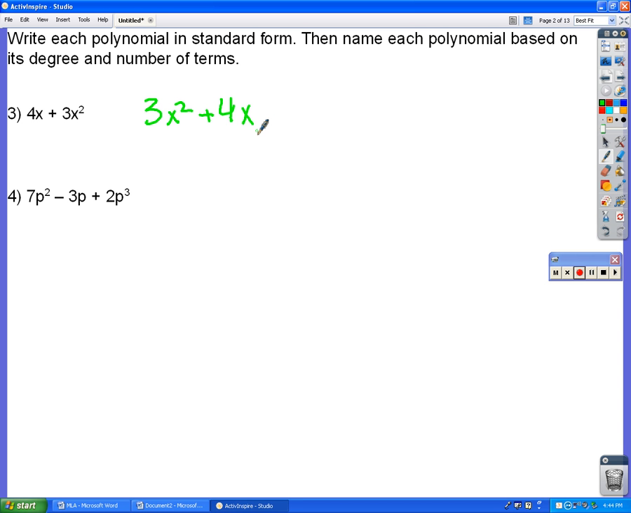Then it says name the polynomial based on the degree. So the highest exponent is a 2, so that means it is a quadratic. And name it based on the number of terms, and so since we have 2 terms, it is also a binomial. So that is a quadratic binomial.